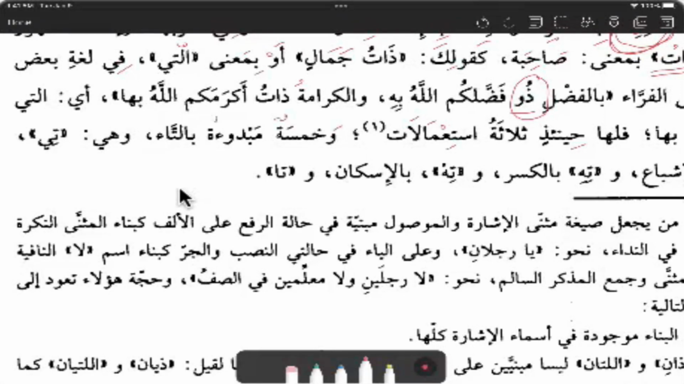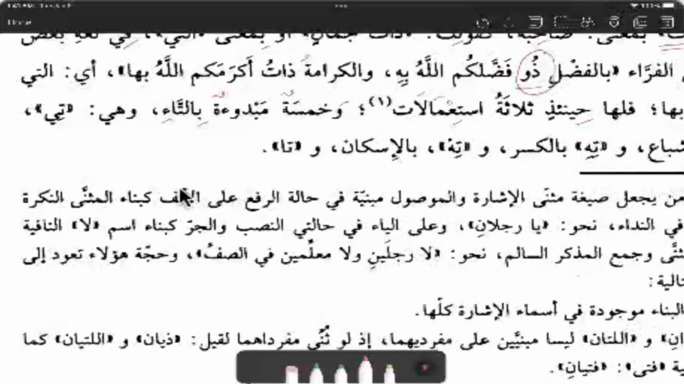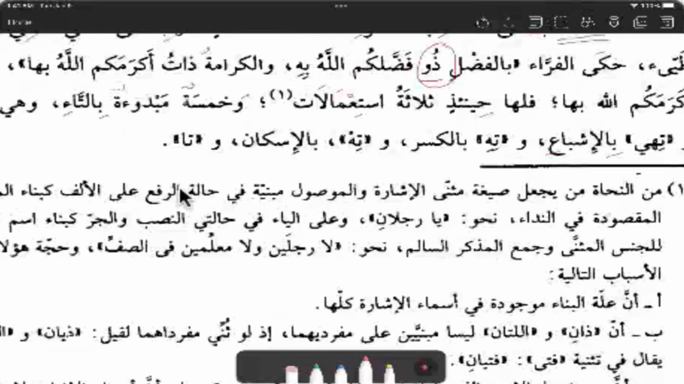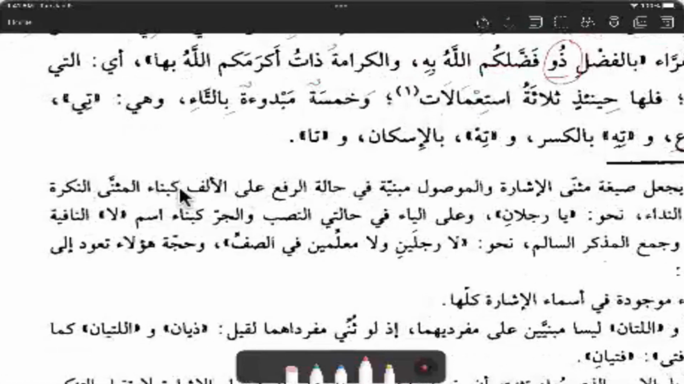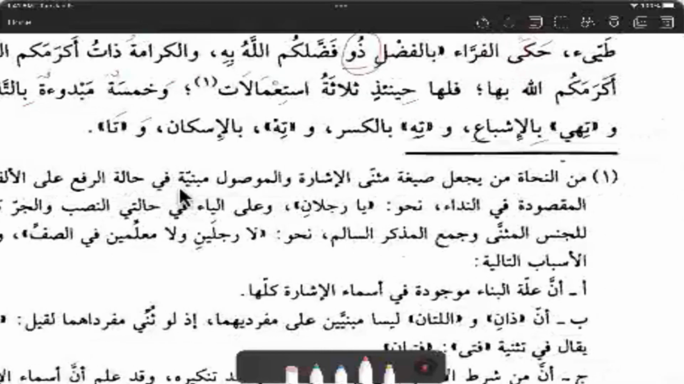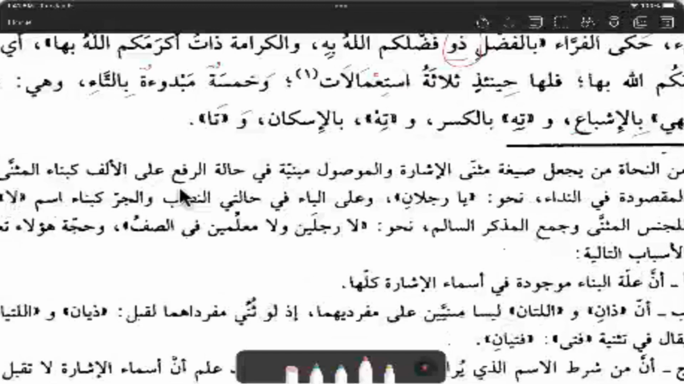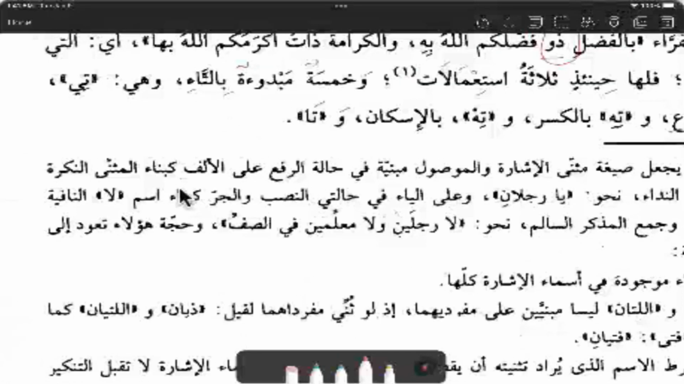وَخَمْسَةٌ مَبْدُوءَةٌ بِالتَّاءِ. And then there are five feminine singular demonstrative nominals that start with ta. وَهِيَ تِي وَتِهِ بِالْإِشْبَاعِ وَتِهِ بِالْكَسْرِ وَتِهِ بِالْإِسْكَانِ وَتَا. They are these that I just read for you. Ti, tihi with the filled up vowel, tihi without a filled up vowel, tih with sukoon, and ta.